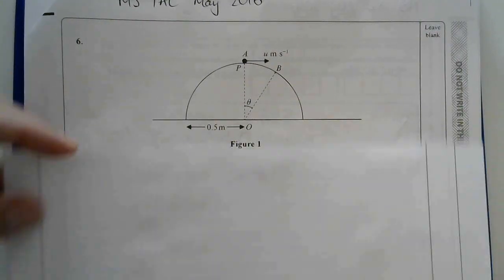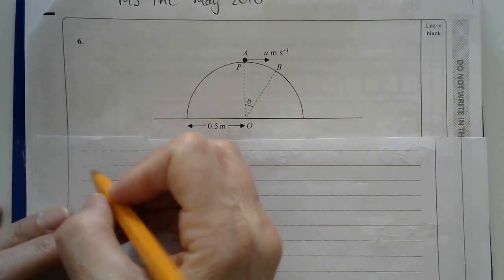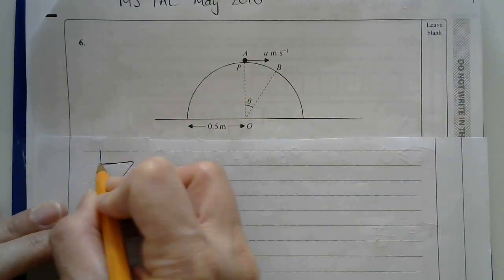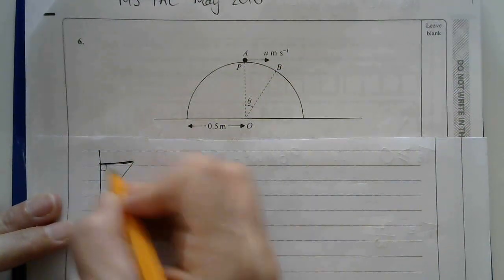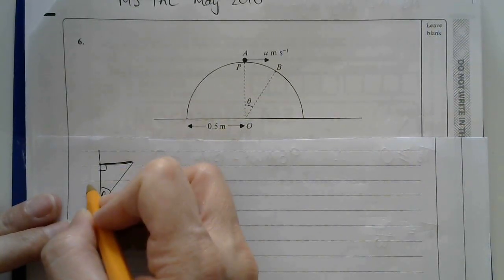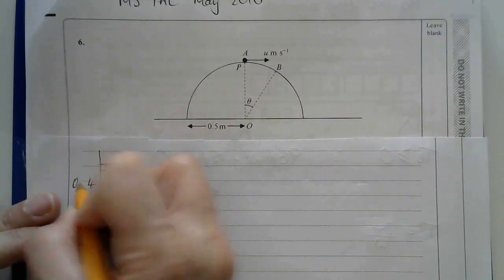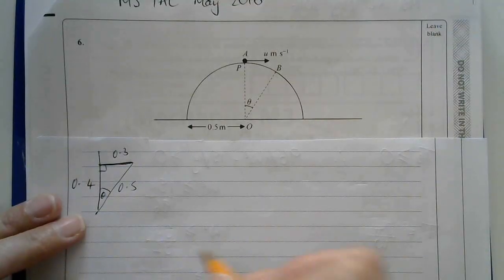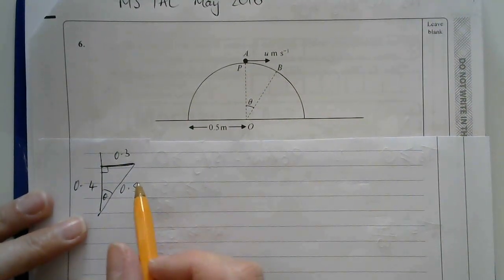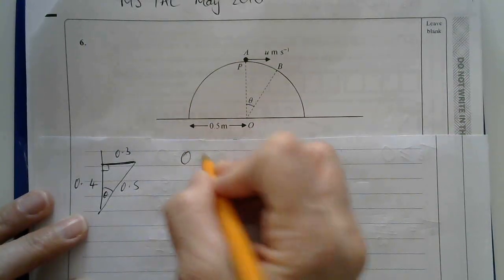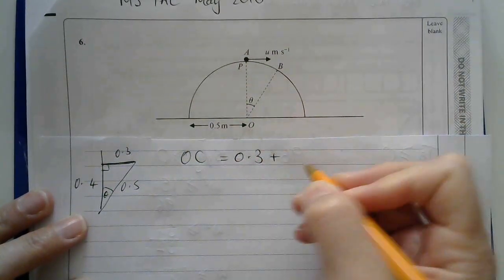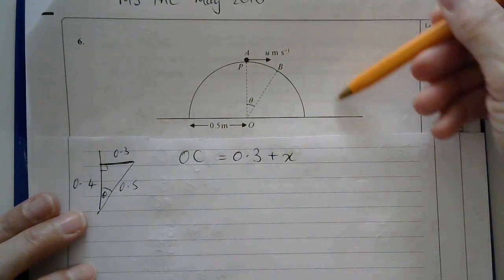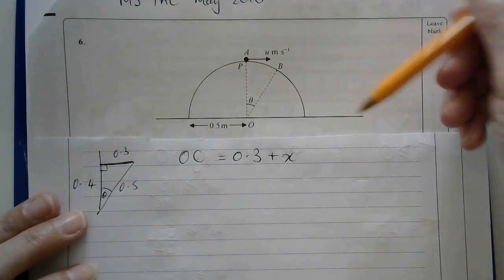So how far will it move? Well, I know that it's going to move this distance first of all, and using this right angle triangle, this was theta, this was 0.4, this was 0.5, and so this distance is going to be 0.3, using this is like a mini version of the 3, 4, 5 triangle. So OC is going to equal 0.3 plus whatever horizontal distance the particle moves from B to when it actually arrives here.